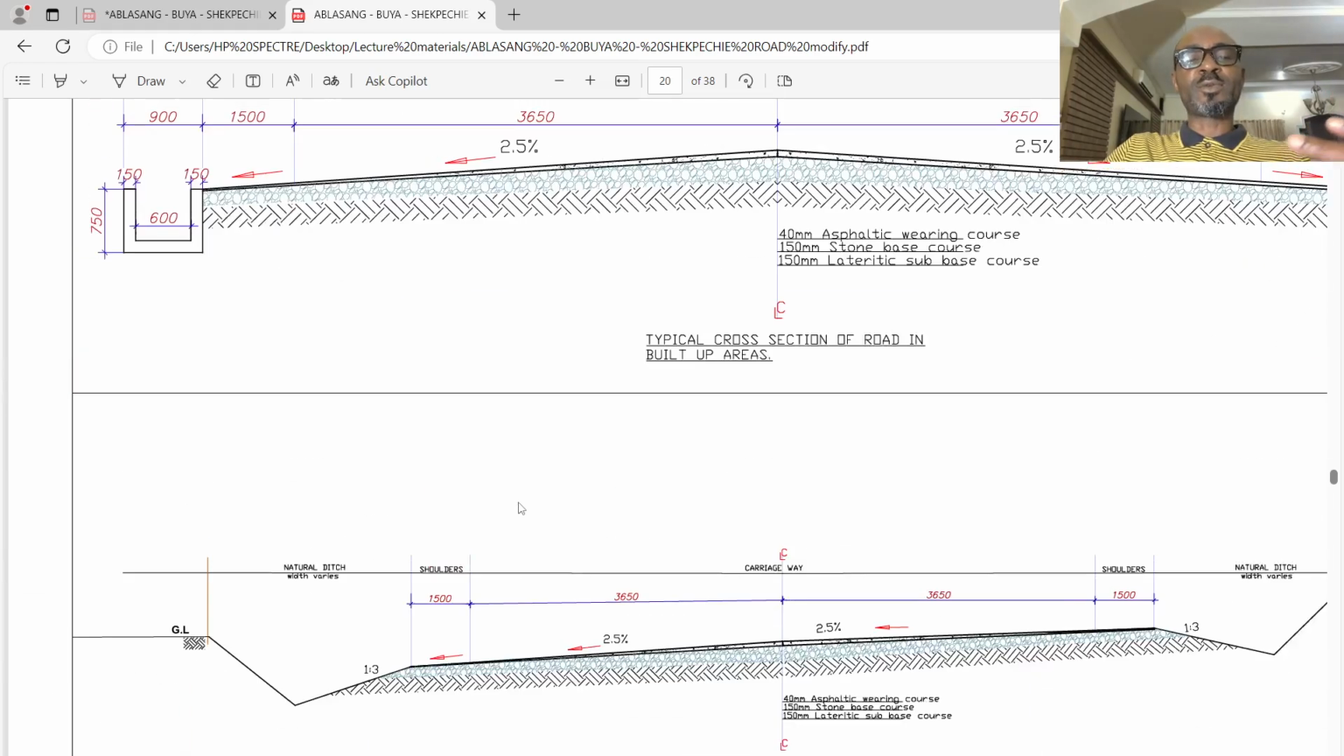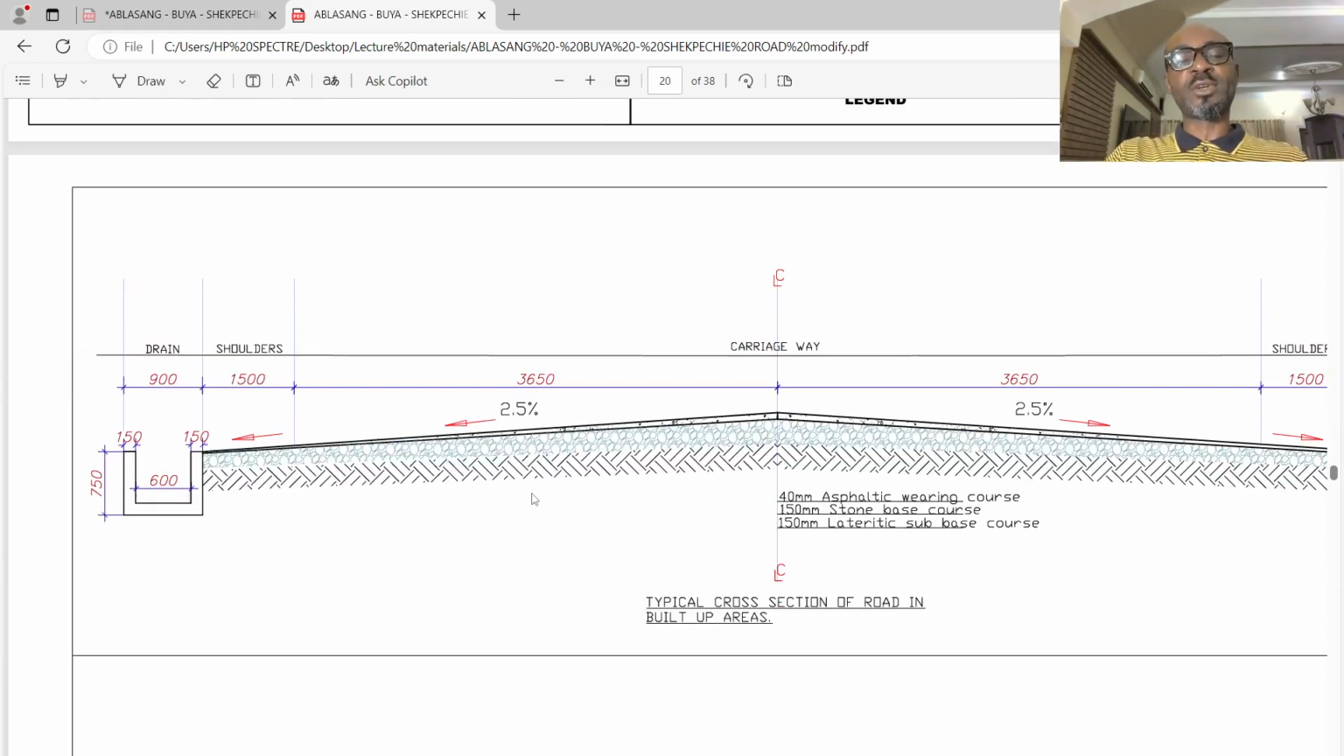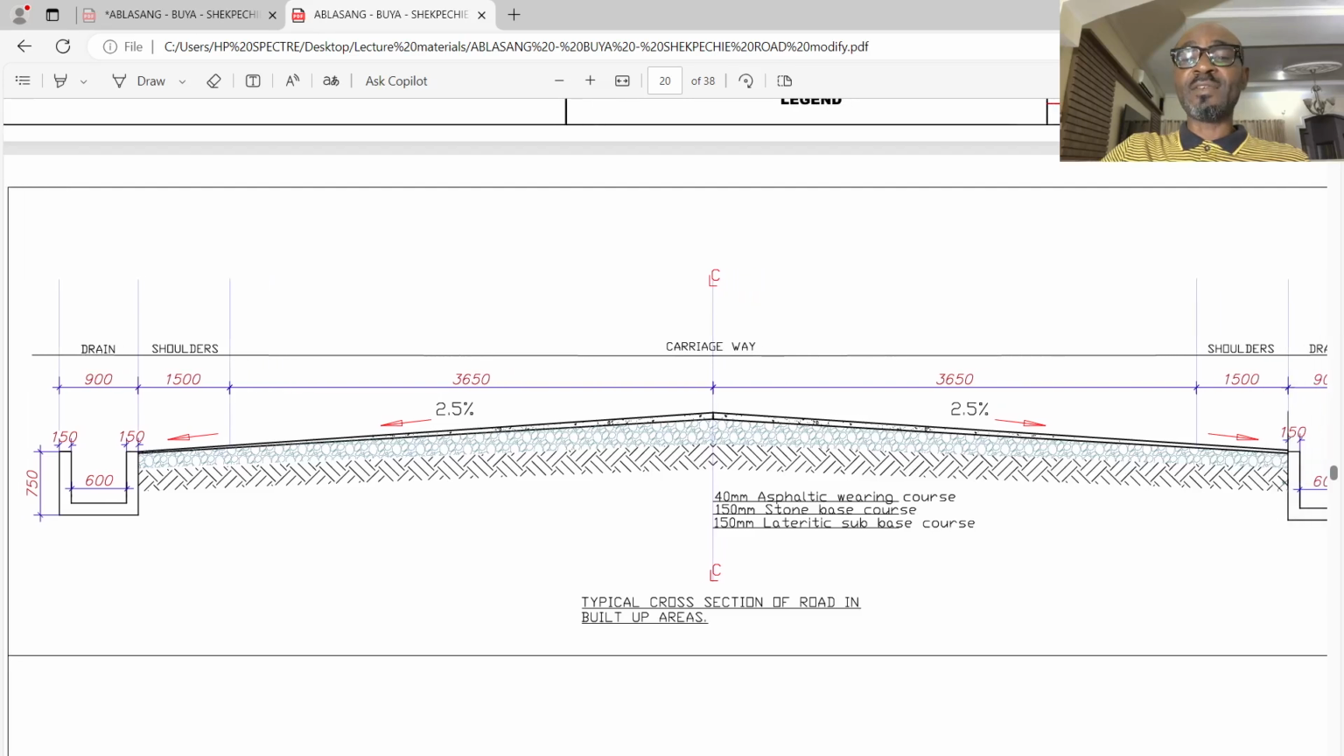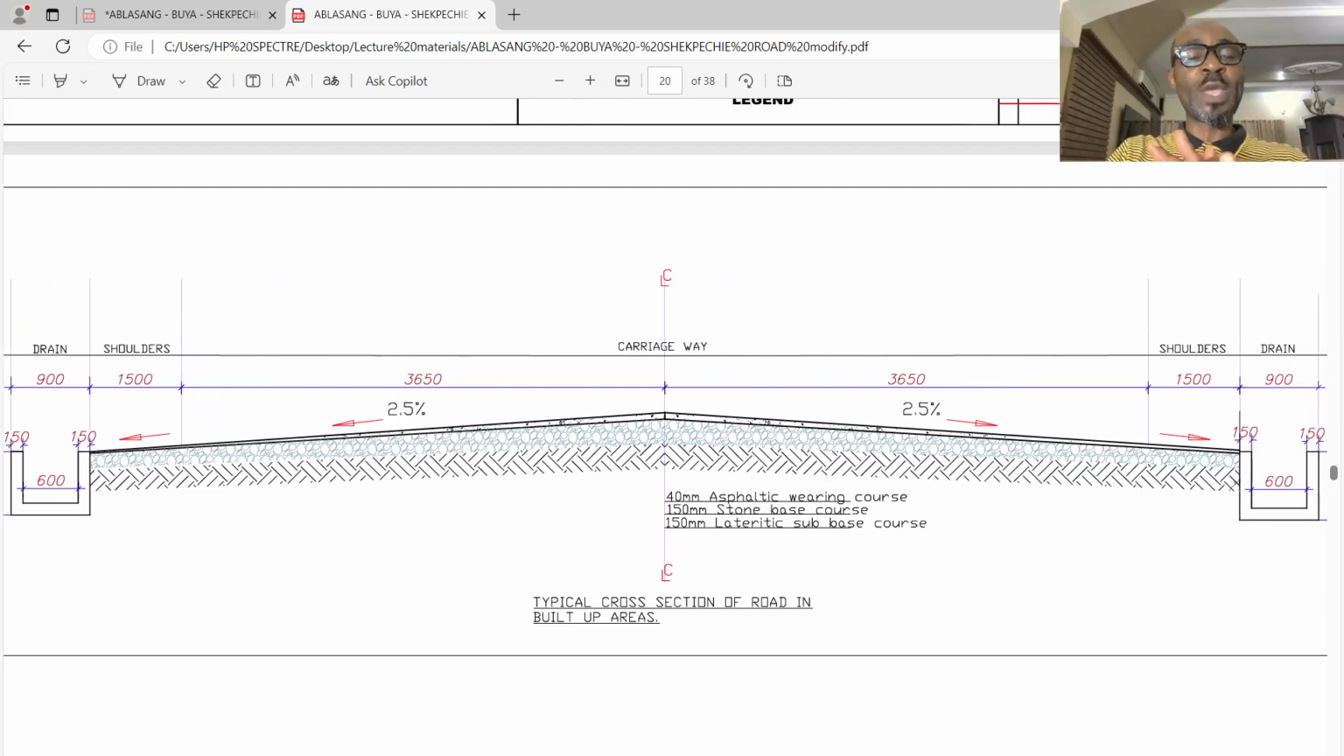All these are details. So this cross section is important, and we need to explain what it means and how it affects the computation that we'll eventually do. The designer has given us a cross section and has told us where these cross sections will be applied.